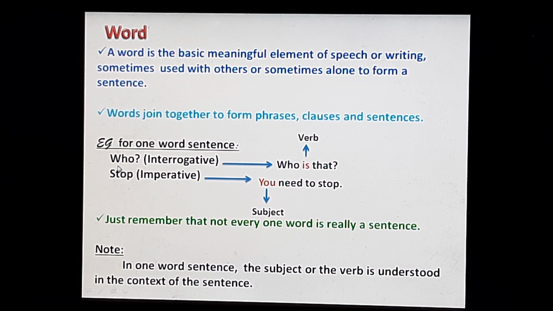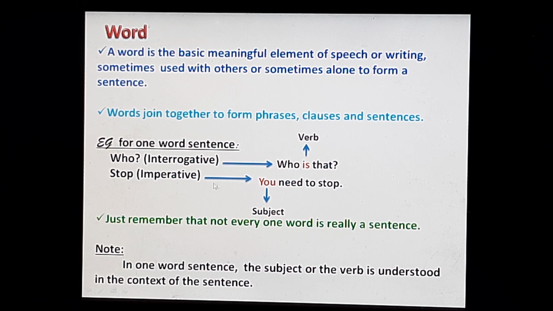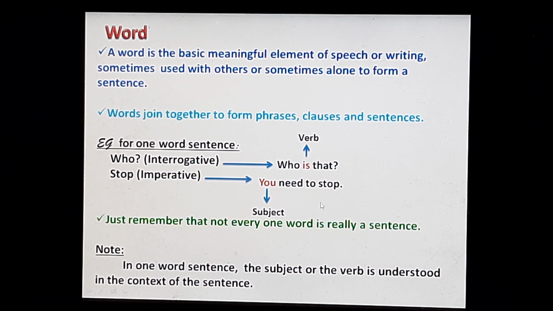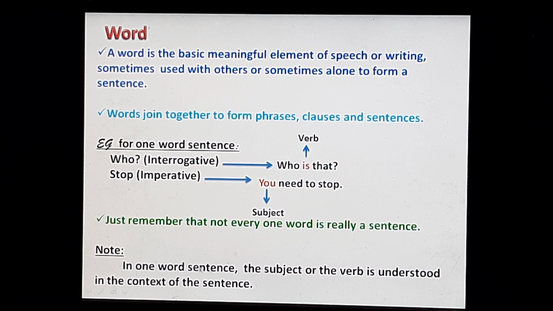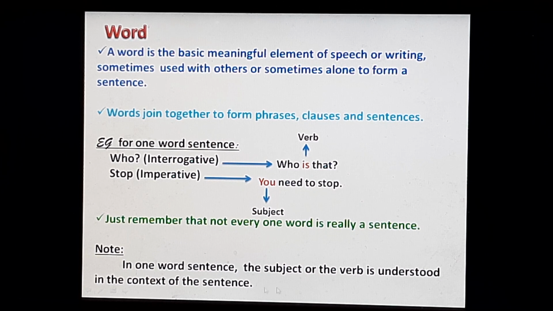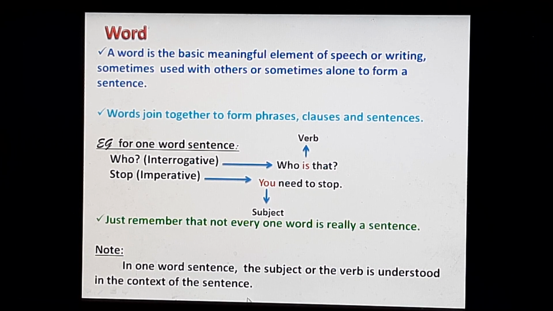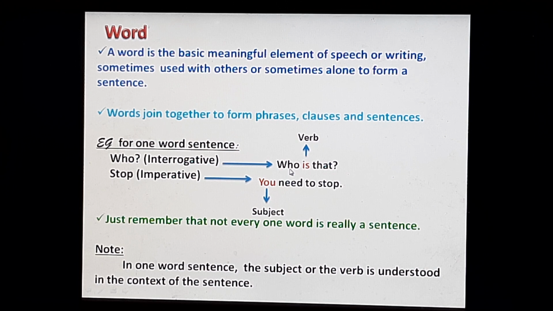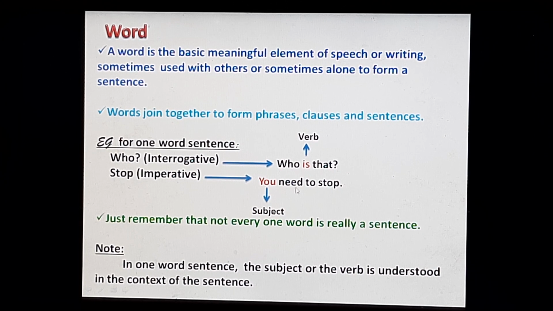Like, for example, "Who?" is an interrogative, meaning "Who's that?" "Stop!" is an imperative, meaning you need to stop. Now remember that not every one word is really a sentence. In a one word sentence, the subject or the verb is understood in the context of the sentence. Like here, "who" is the subject. The verb is understood. "Stop" is your verb. The subject "you" is understood.